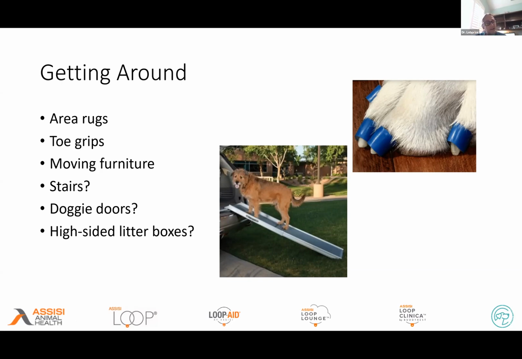So working on stairs can be challenging. Getting up into vehicles can be challenging. There's some excellent ramps out there. There's even some good harnesses that you can use to help your dog get around, get up. If they're used to going out doggy doors, or if a cat has a litter box with a high side to it, you might have to adjust those for pets that have osteoarthritis, in addition to getting the correct medication and any other kind of treatment, such as the Assisi loop.